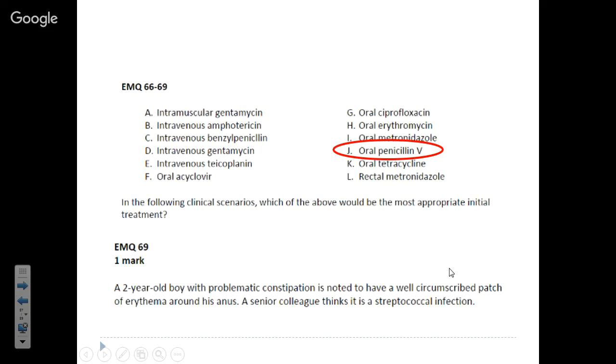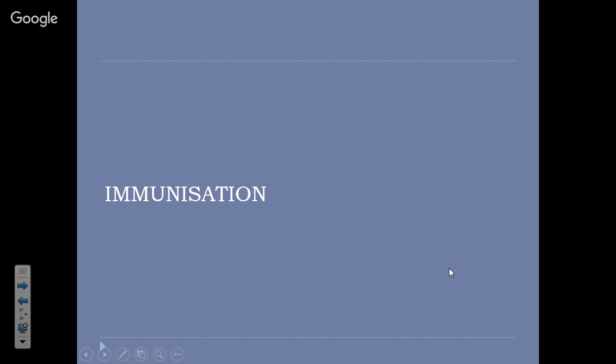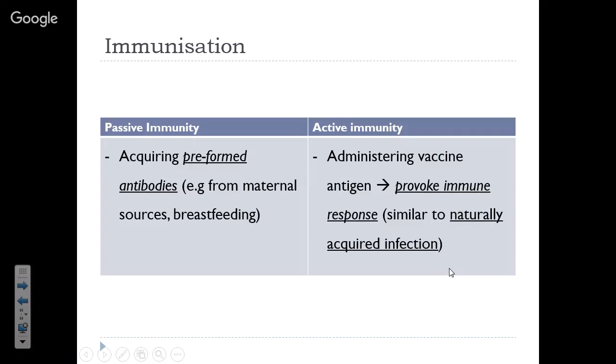Okay. Any questions so far? Any queries, concerns? No, cool. So moving on to immunization. Passive immunity is basically where you acquire preformed antibodies from the maternal source. Active immunity is the process of immunization, so administering the vaccine to provoke that immune response, similar to a naturally acquired infection.